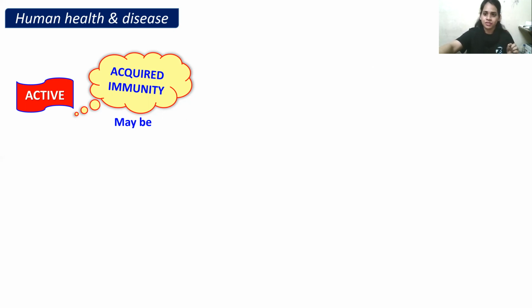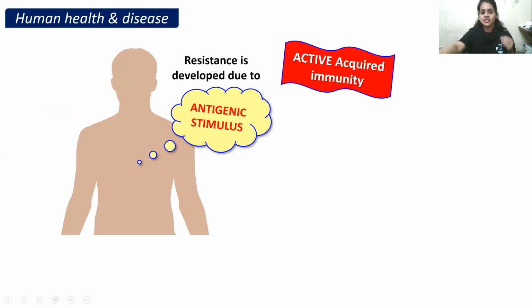This acquired immunity is of two types. The first one is called active and the second one is called passive. Everywhere you will also find two kinds of people. One would be very active and the second would be very passive. So what happens in active immunity and what happens in passive immunity? Let us see that in detail. In active acquired immunity, the resistance is developed due to antigenic stimulus. Now, what is this? Let us understand that.